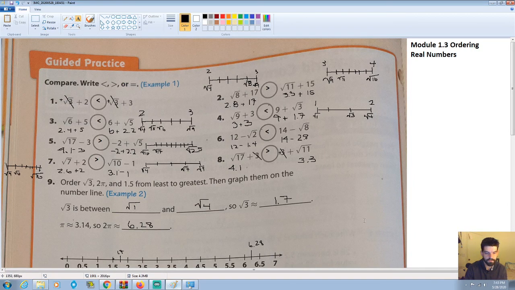I hope to see you soon, where we'll be continuing with Module 2, and we'll start to talk about exponents and the laws that revolve around them.